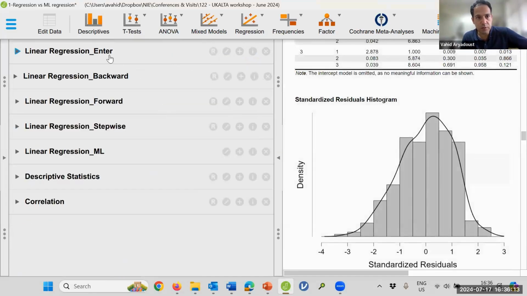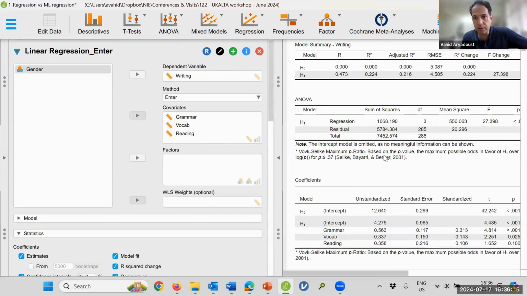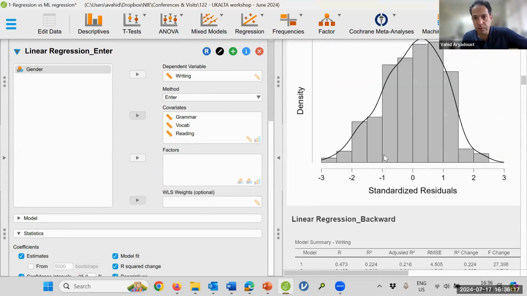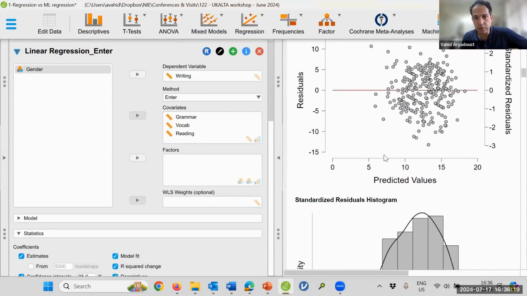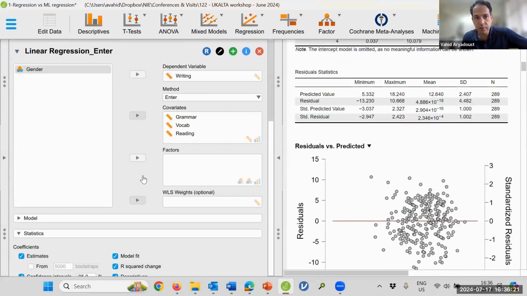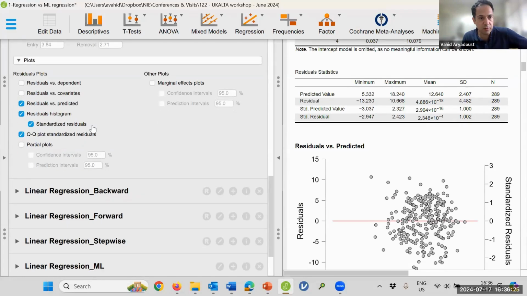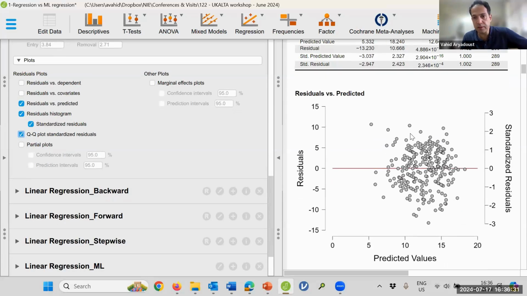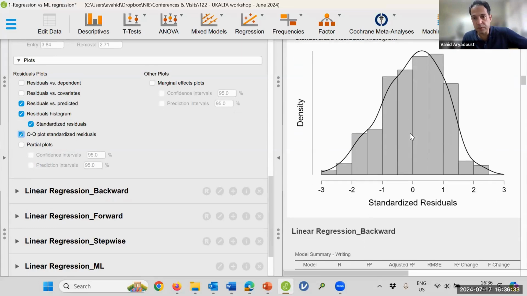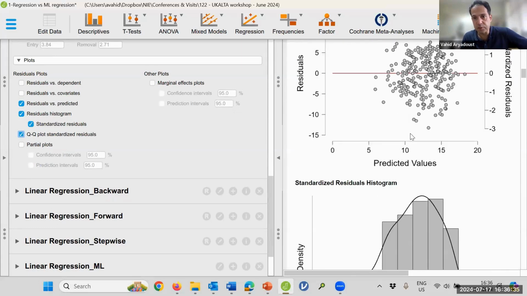I'm not sure why the QQ plot is not outputted. That's the strangest. Okay, let me just, sometimes, okay, it happens. Okay, click on, click. At some point, I think the QQ plot should appear.